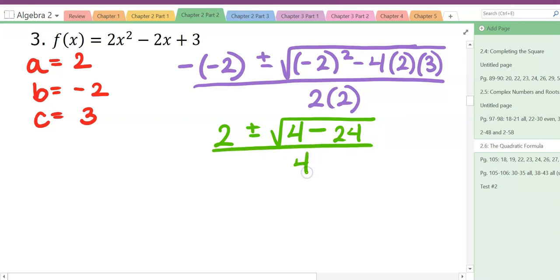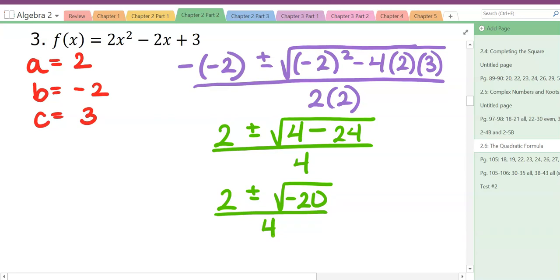all over 4. Now if you got to this point, you may notice that underneath the square root sign, we're going to get a negative number. So for this answer, we're going to have to deal with a complex number. We're going to have an i involved in this one, like we were dealing with in the previous section. So I have 2 plus or minus the square root of -20 all over 4.